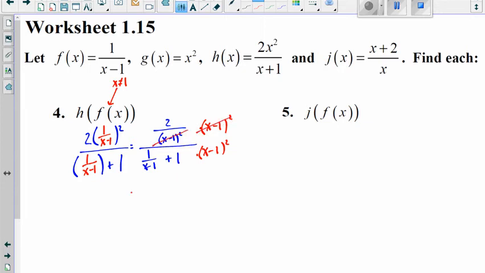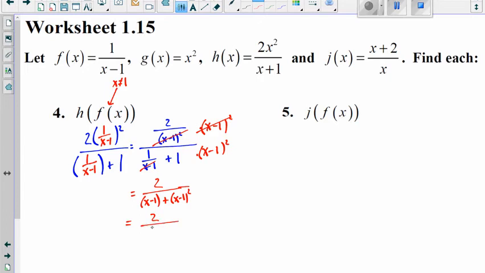Cancel in the numerator, and this equals just 2 over. In the denominator, one of these cancels, so we have an x minus 1 left in the first term, plus 1 times that, we have an x minus 1 squared in the second term. So we got both of those there. So we got rid of the complex fractions, multiply it all out.